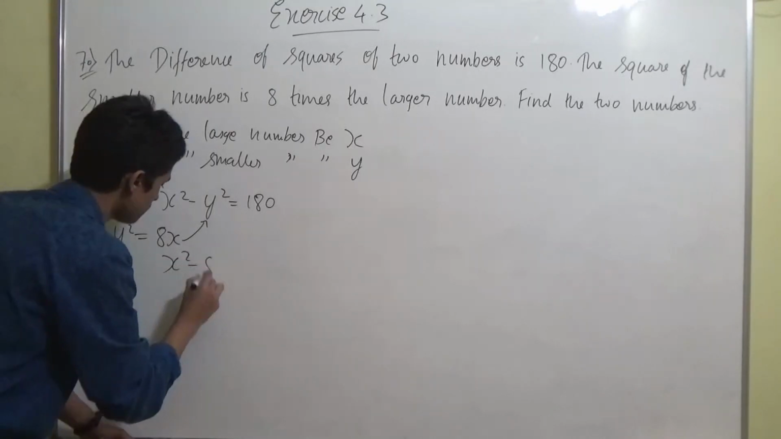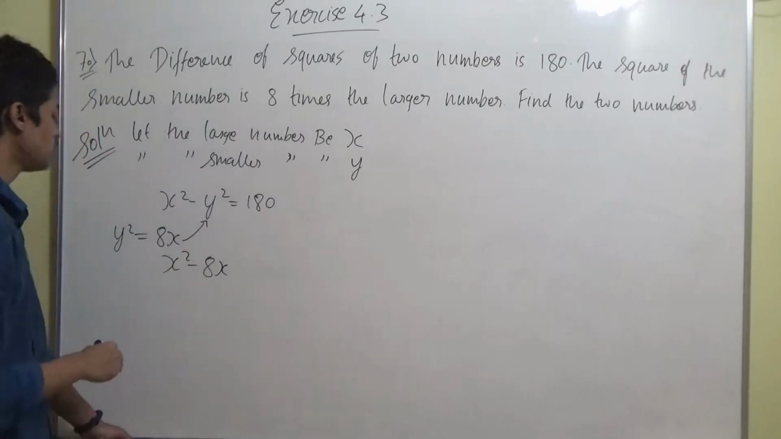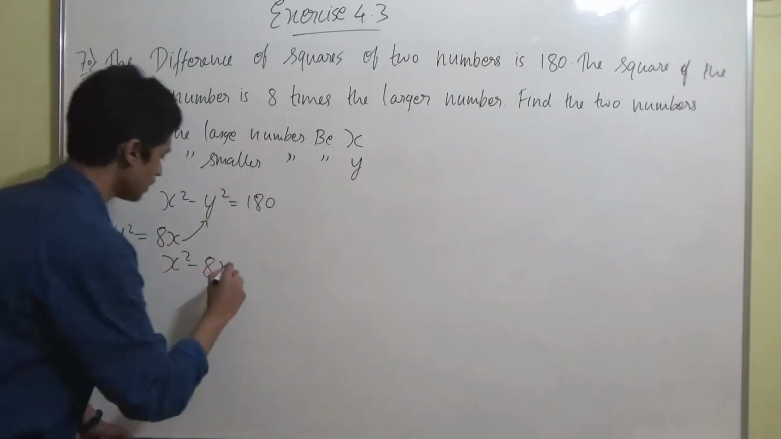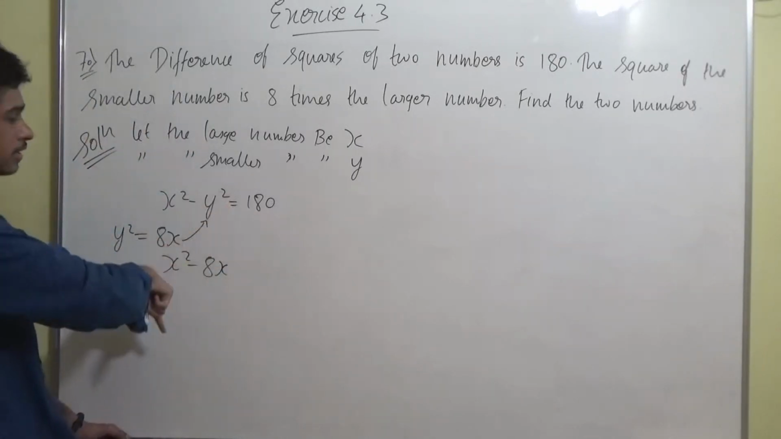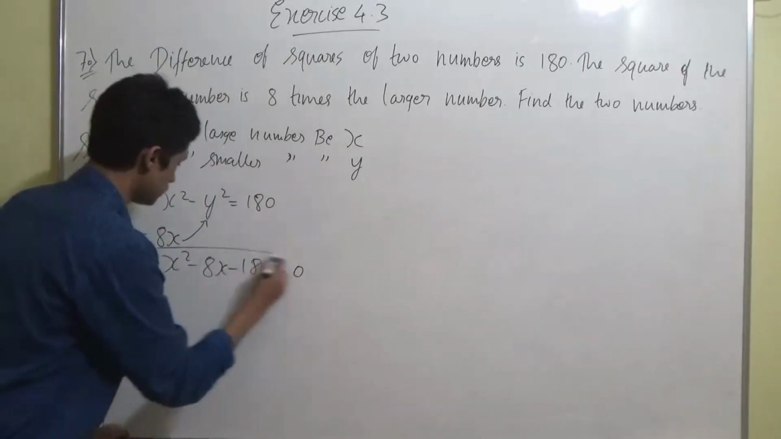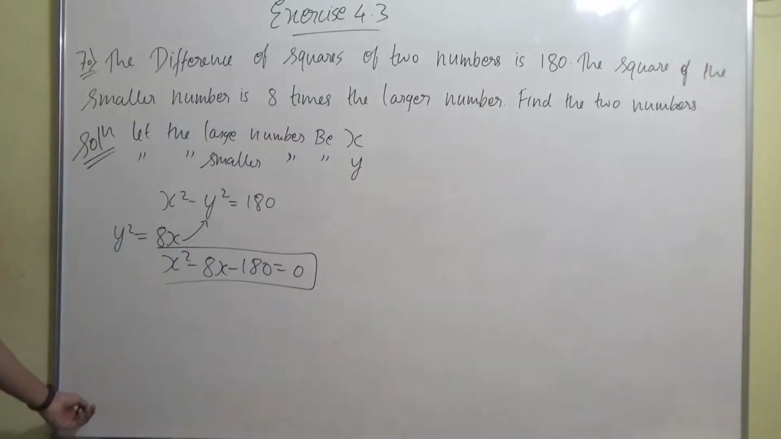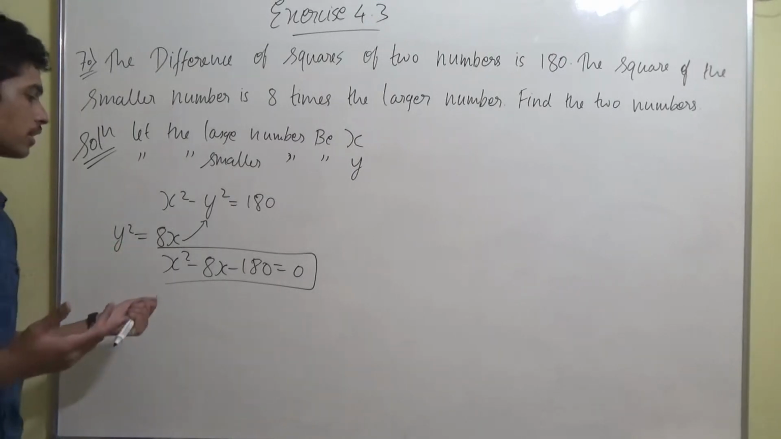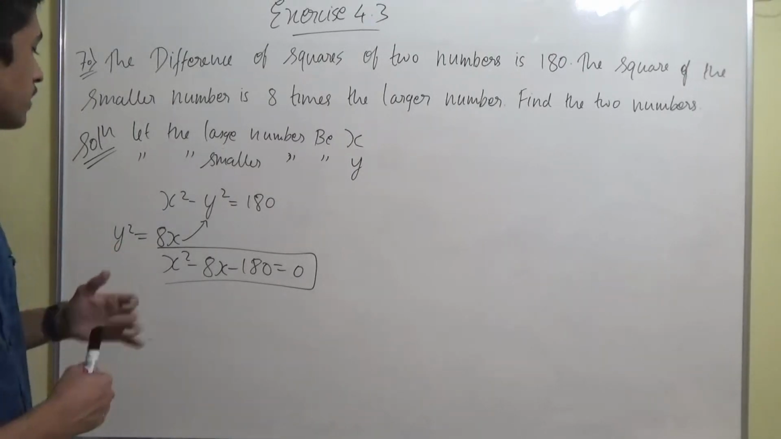So it is x square minus 8x. We'll substitute this value of y square here. It will become equal to 180. I'll bring the 180 to LHS. It will become minus 180 equal to 0. This is the required quadratic equation guys. Now we can either solve it using splitting the middle term or the quadratic formula. By any means you will get the answer.